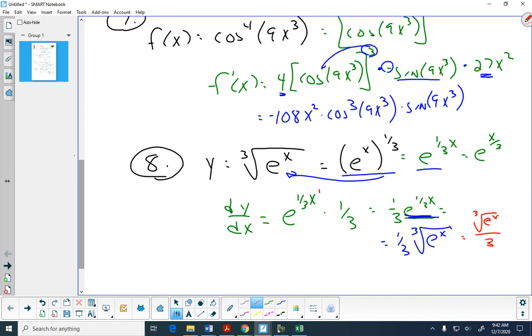Any other ones you would like me to go through? The last one? The last one, the square root of x squared plus 9x minus 7.